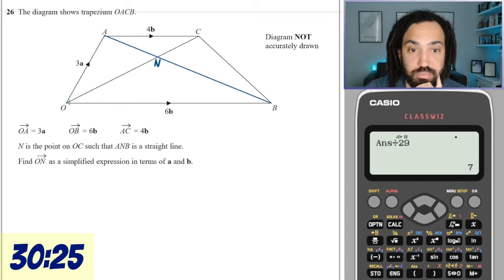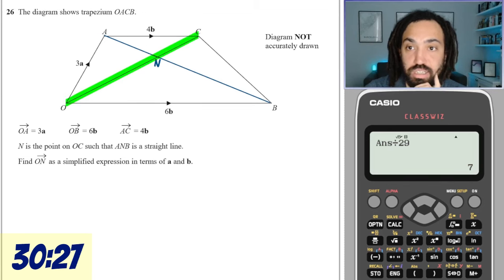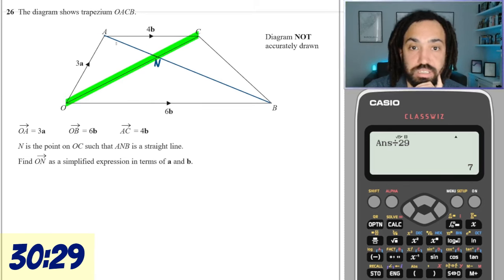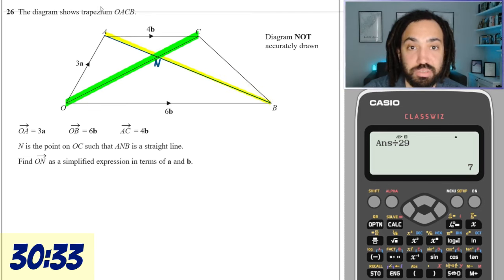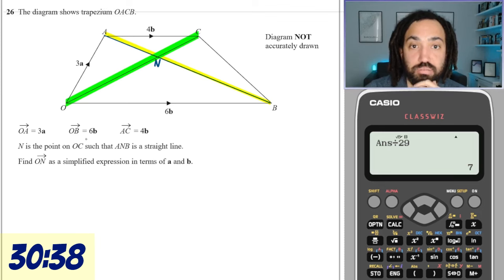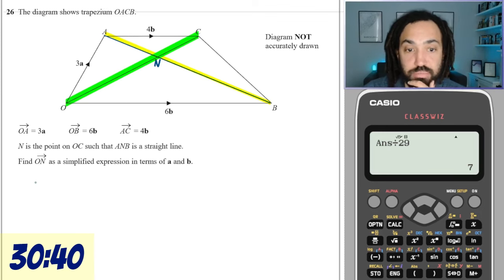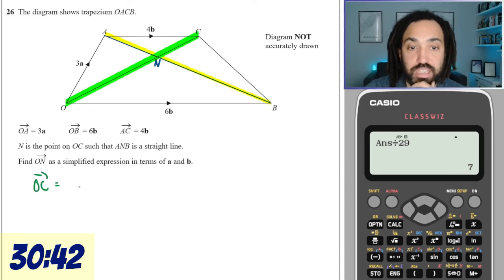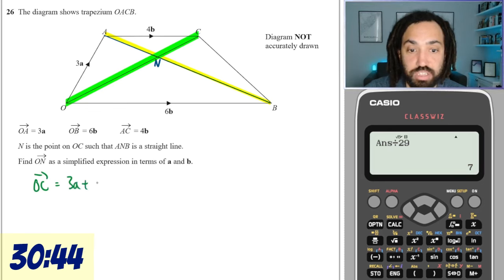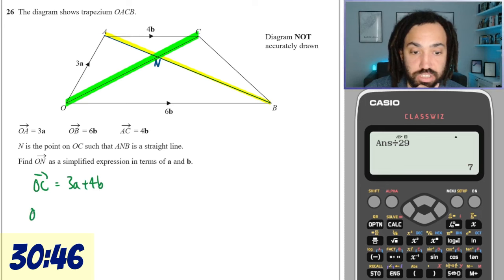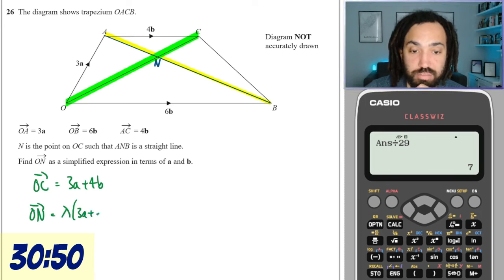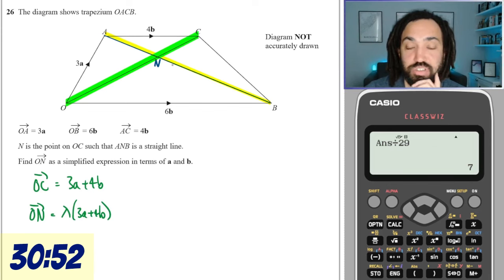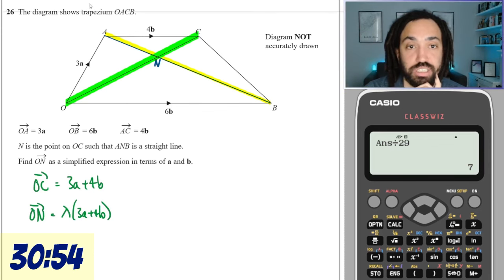Right. I need a green line and a yellow line. Looks like that's what it's going to be. Okay, so let's do green first. Green is going to be O to C, and that is 3A plus 4B. Okay, that's very nice. So O to N is a multiple of 3A plus 4B. It's some fraction of it. It's not the whole amount, it's just some fraction.